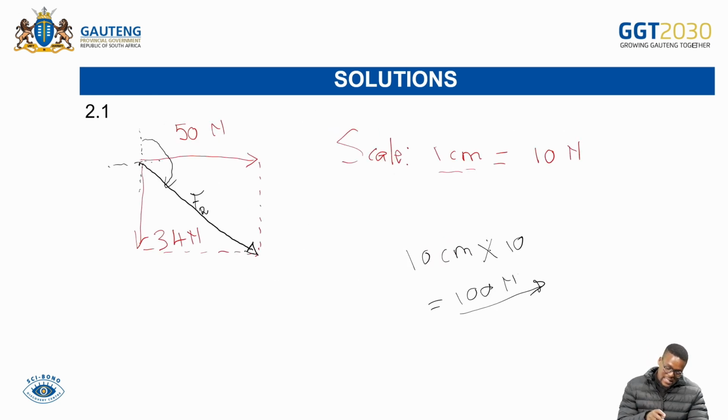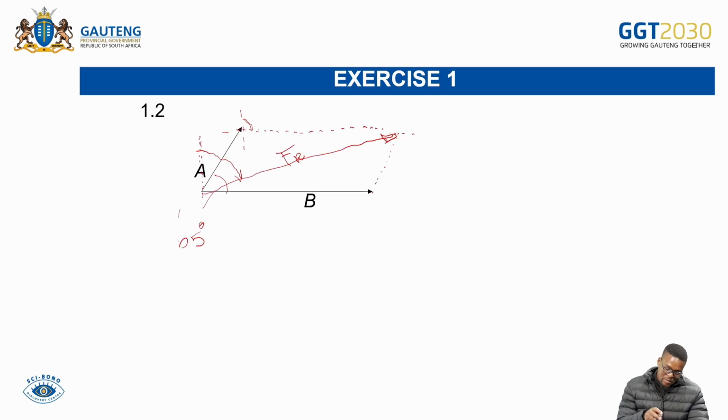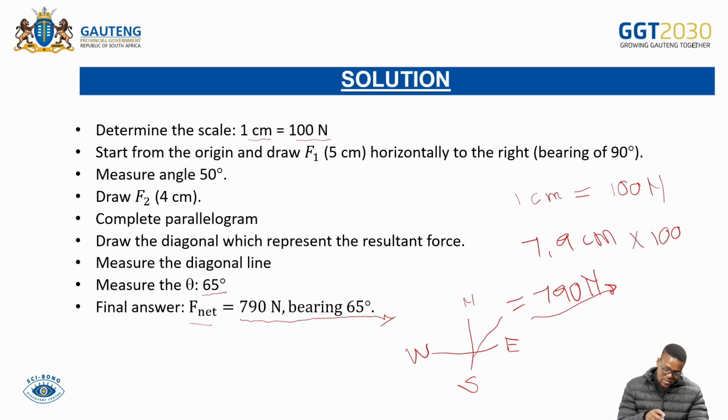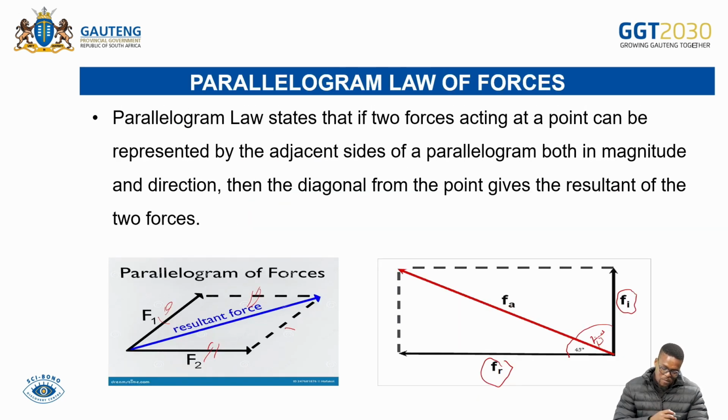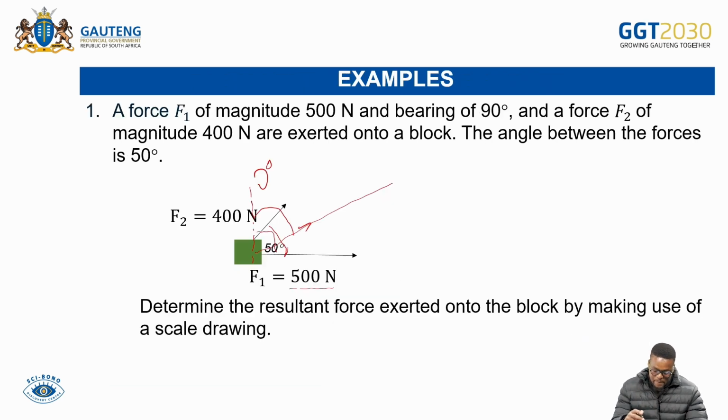Remember how to state it, because it is very important. You must be able to state this law. If two forces acting at a point can be represented by adjacent sides of a parallelogram, both in magnitude and direction, then the diagonal from the point gives the resultant of the two forces. So this is going to give you 2 marks.